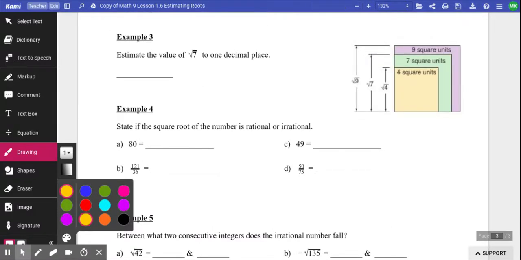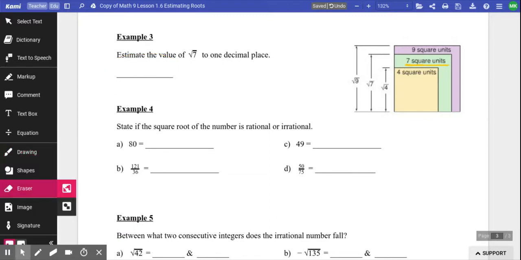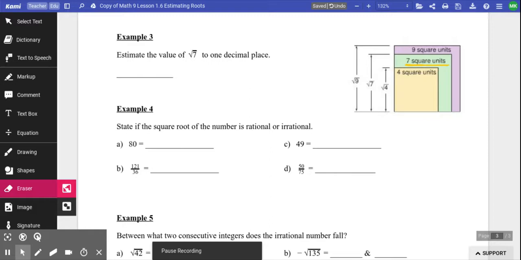I want you to estimate the side length of a square that's 7 square units. Put your answer here. So try to estimate the value of that side length. I'll give you a second just to put that in.